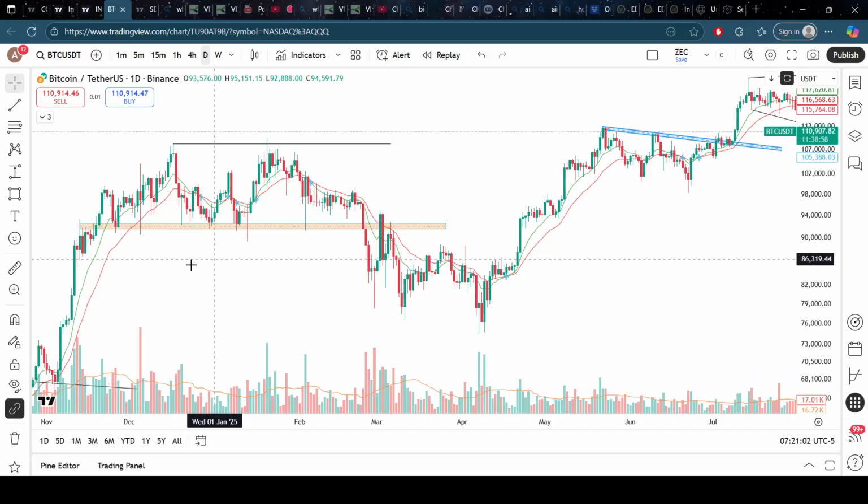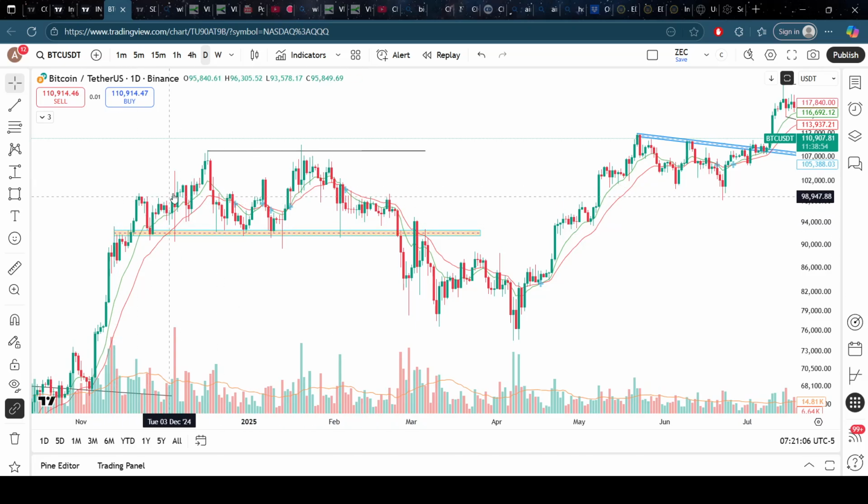What is a break and retest exactly? Well, right here is a great example. So we have this range that got formed, broke down on high volume over here, right? You can see this candlestick was when the breakdown happened.